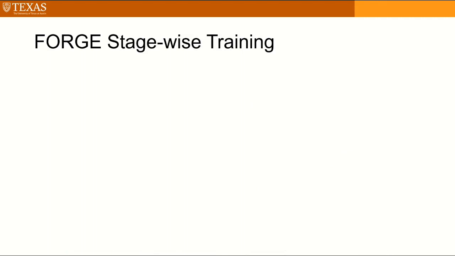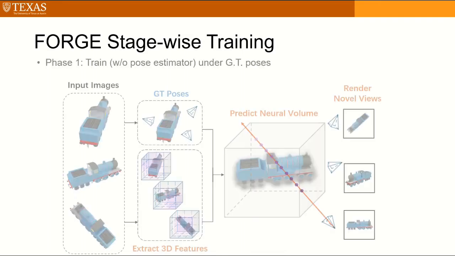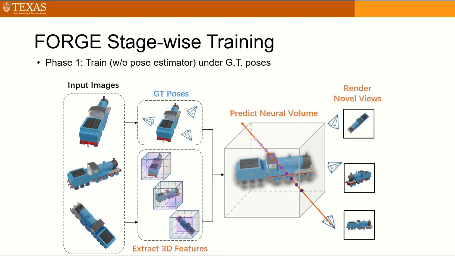In experiments, we perform stage-wise training. As the pose estimator is dependent on accurate 3D features, we first train the model using ground truth poses. Then we learn the pose estimator with reliable 3D and 2D features. Finally, we fine-tune the model end-to-end.